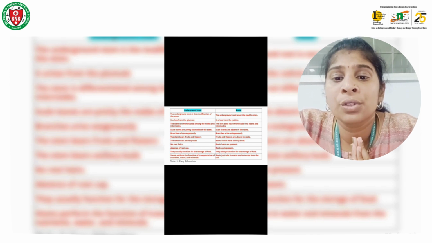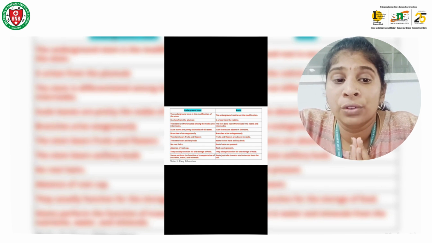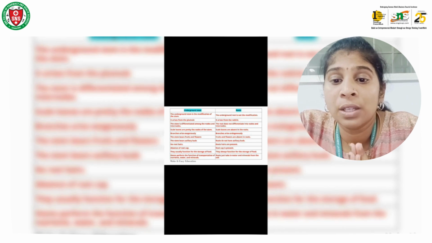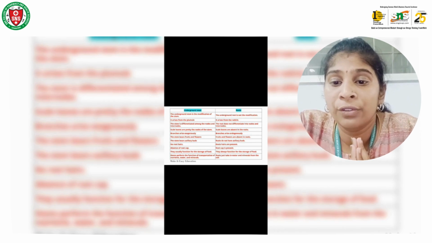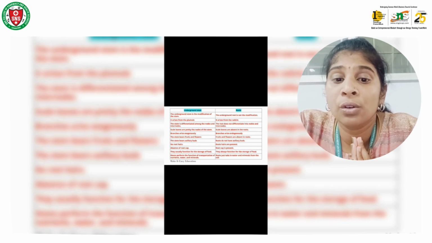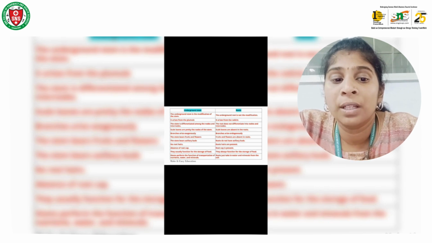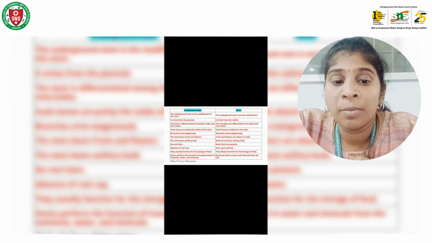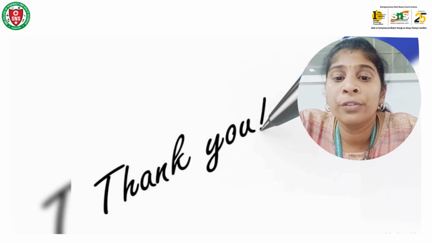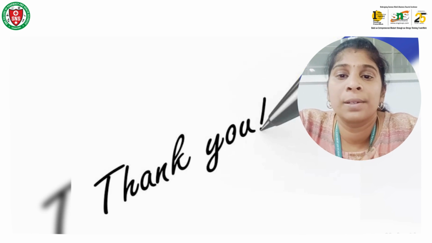Usually the function of the underground stem is storage of food, and the root also usually functions for the storage of food. Stems perform the function of transportation of nutrients, water and minerals, and the root absorbs water and minerals from the soil and transports them to the shoot system for the production of food and energy. So this is the difference between stem and root.